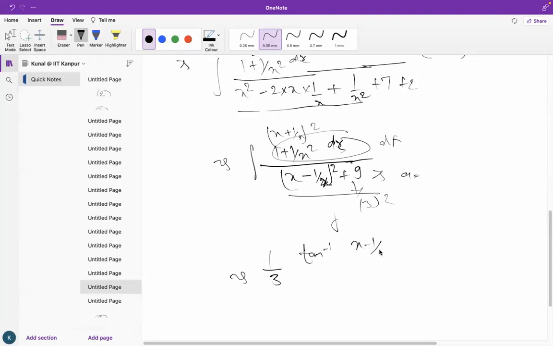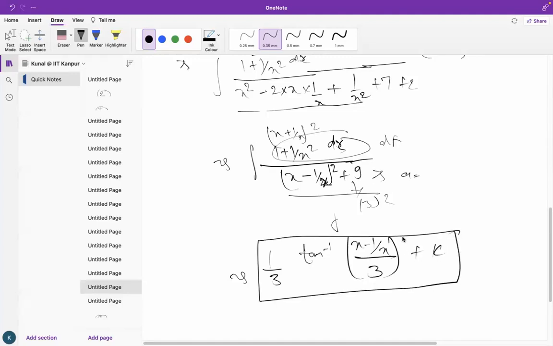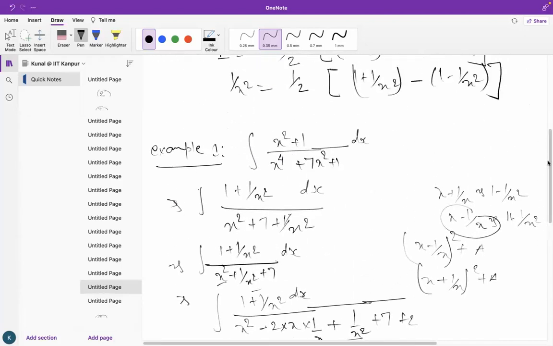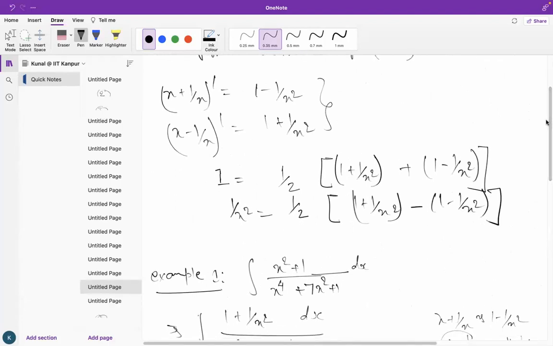So x minus 1 by x by 3. Put some constant here. I hope you all understand what I'm doing. So what I have done is, first we had to divide by x square, and then we have to create the derivative in the numerator of the denominator.